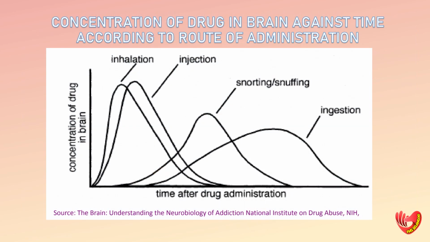This graph from the National Institute on Drug Abuse shows inhalation and injection to be the two quickest ways to ingest a drug, while maintaining the highest concentration of drug in the brain, while oral ingestion takes a longer time to reach its peak and stays longer in the brain despite being in the lowest concentration.